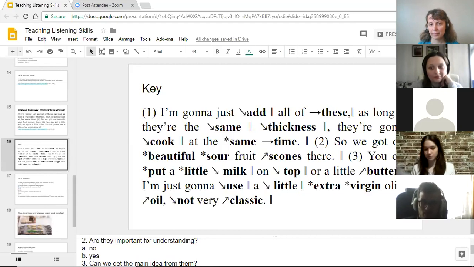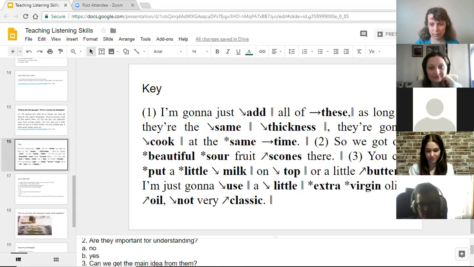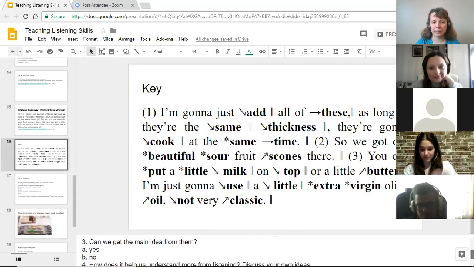Are they important for understanding? Yes or no? I think yes. Yes, exactly. Can we get the main idea from them? Yes or no? The main idea. Yes. So let's imagine that we only have add, these, same thickness, cook, same time. If we have only this, do we understand something? Yes, we can understand something.